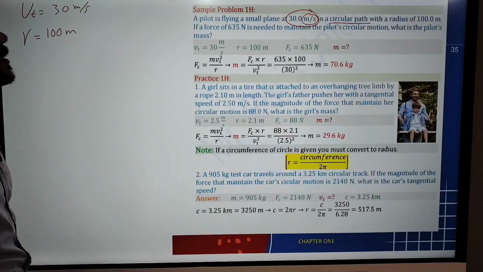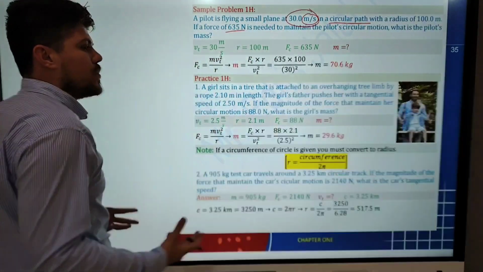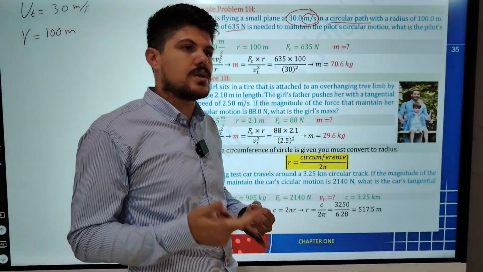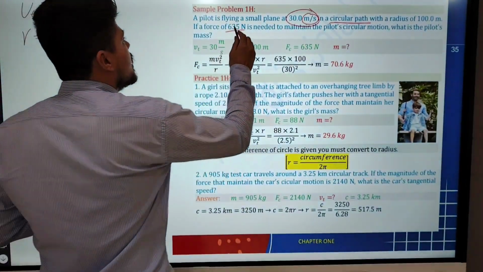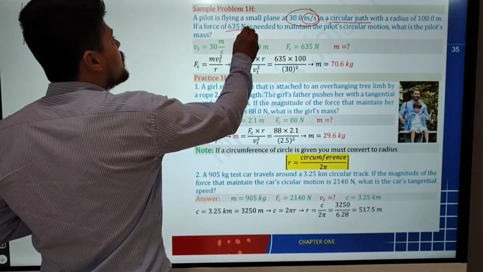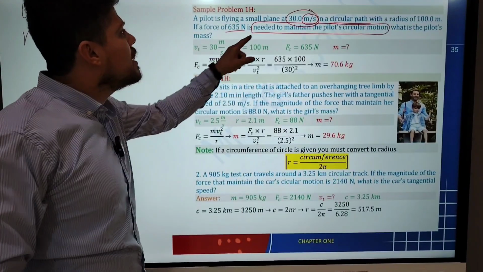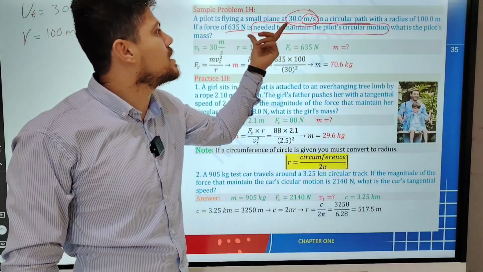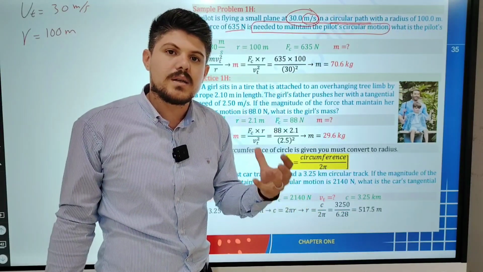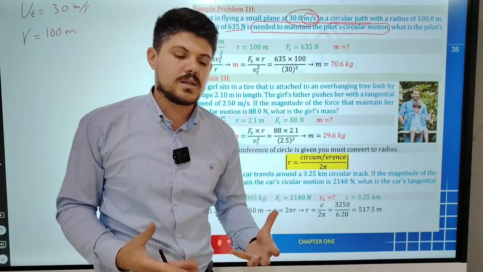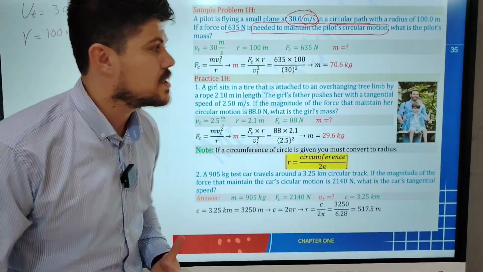Okay? If a force of 635 Newton... What is this? This is force. But which force? Gravitational force, tension force, centripetal force, elastic force? It should be mentioned: a force of 635 Newton needed to maintain the pilot's circular motion. What do you mean by needed to maintain the pilot's circular motion? It means that this is the centripetal force. The centripetal force is provided sometimes by tension force, gravitational force, static force, elastic force, electric force.